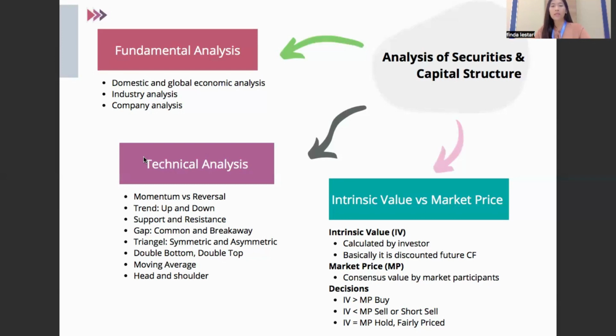What about intrinsic value versus market value? Intrinsic value is calculated by the investor. Basically, it is the discounted future cash flow. And the market price is the consensus value by market participants. And how about the decision? If intrinsic value is higher than market price, we can buy, and if intrinsic value is less than market price, we can sell or short sell. If intrinsic value is the same as the market price, we can hold, or it is fairly priced.